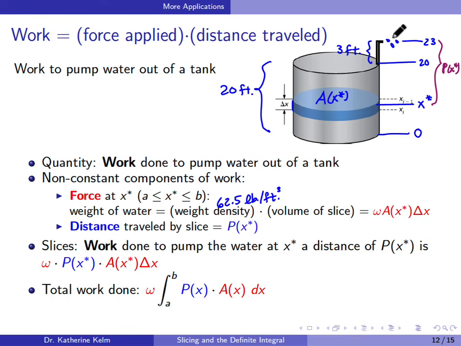And we can see, using this coordinate system that we have set up, that this distance is going to be 23 minus x star, because this distance is x star, and this distance is 23. So when we take 23 and take away x star, we get 23 minus x star.